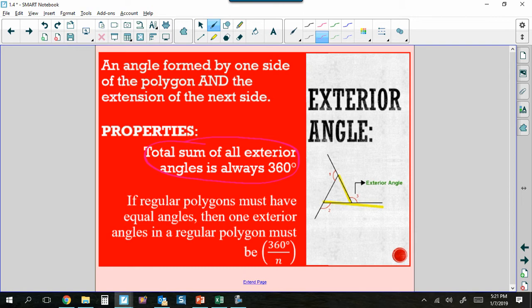And mostly it's because as you're going around and you add sides, what did I say it starts to look like? It's going to start to look more and more like a circle. And so those exterior angles are going to approach that mark.